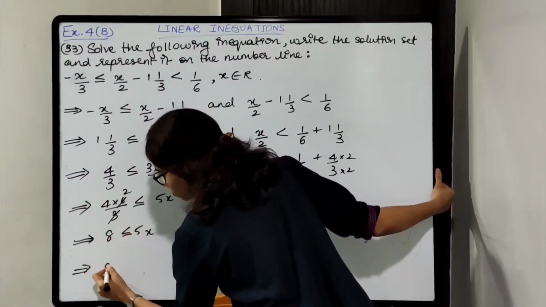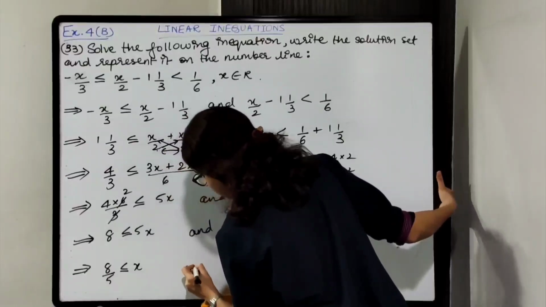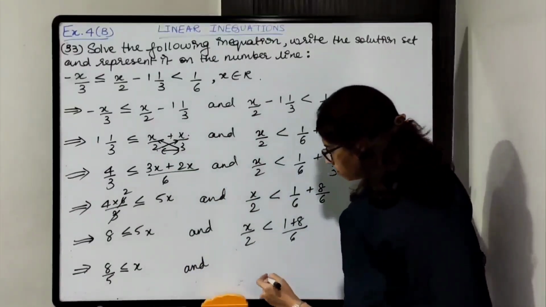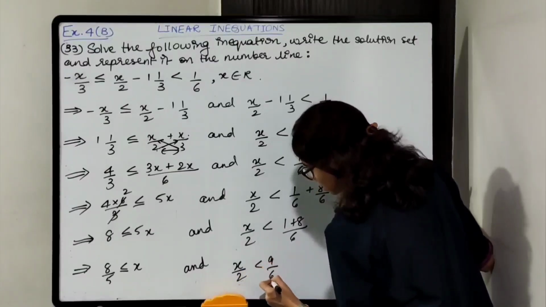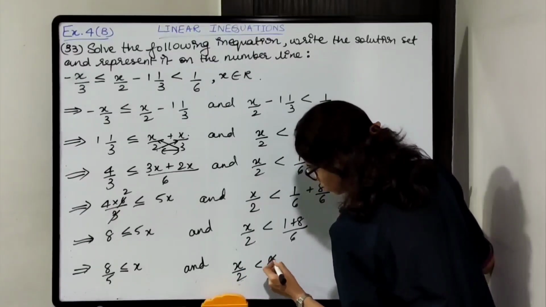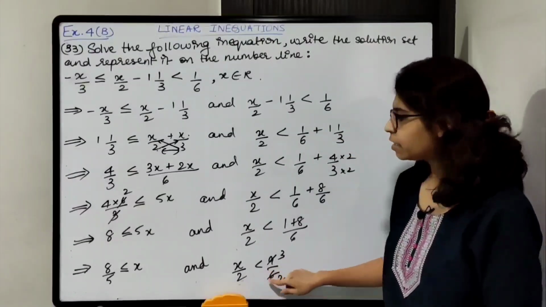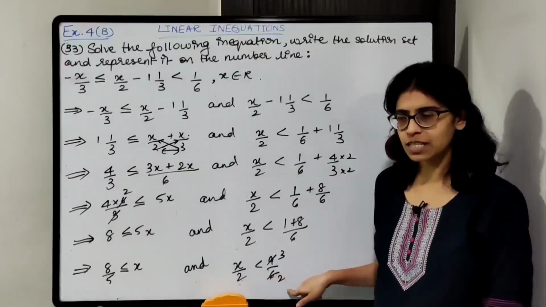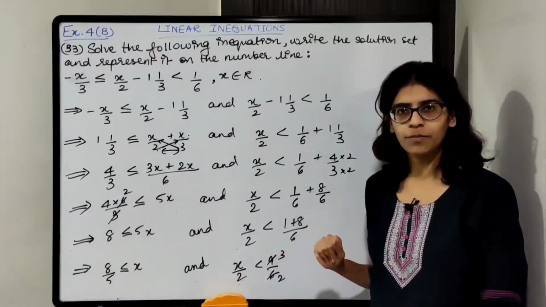So shifting 5 over here, 8 by 5 is less than or equal to x, and over here x by 2 is less than 9 by 6. So 3 2s are 6, 3 3s are 9. So दोनों में denominator में 2 है and the signs are same, so I can remove 2 in next step. So x is less than 3 हो जाएगा.